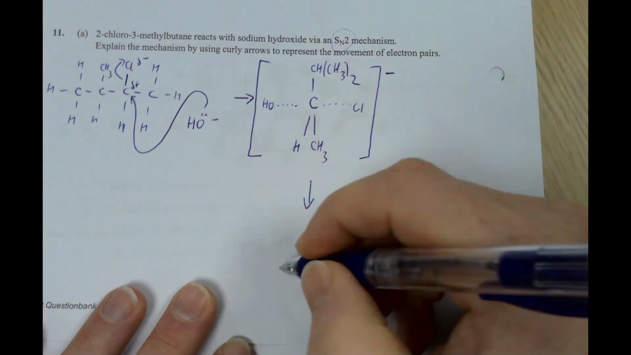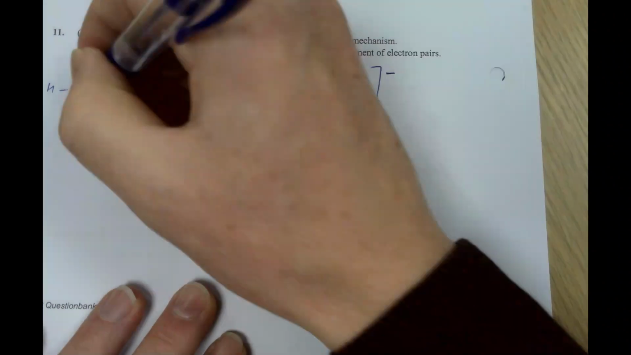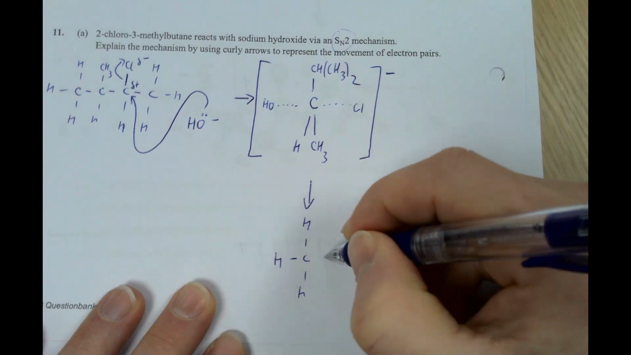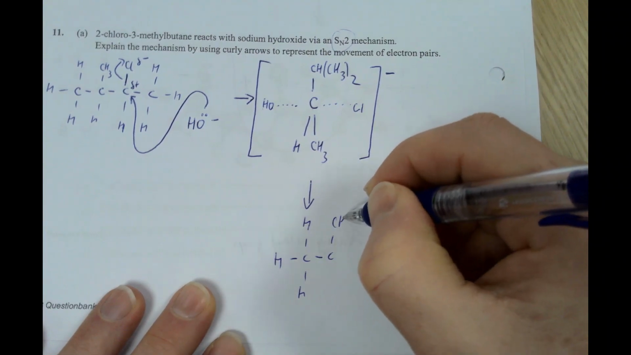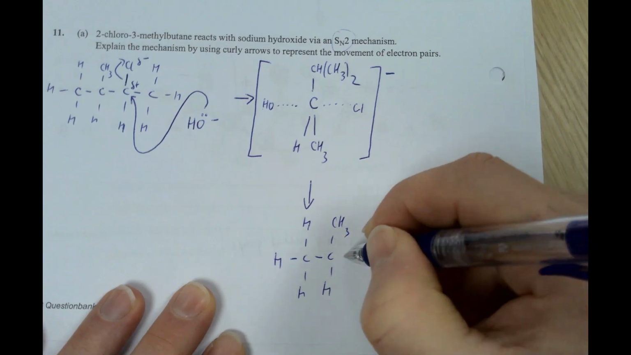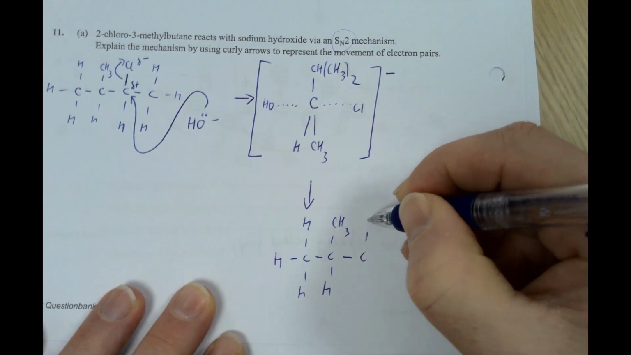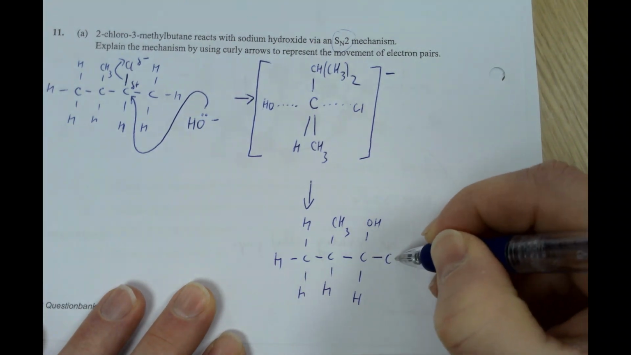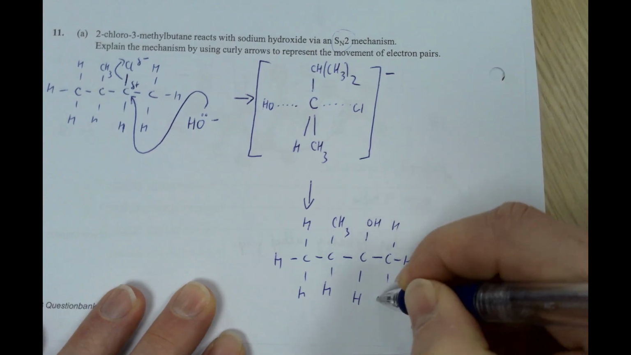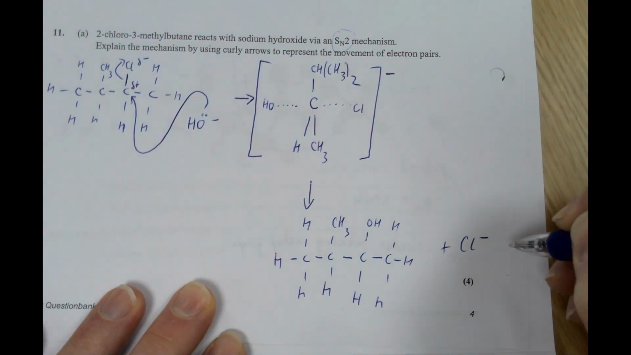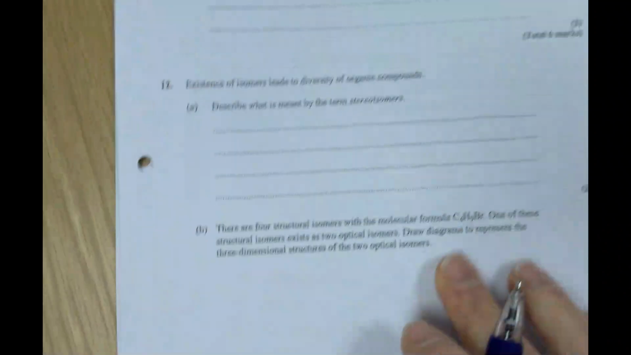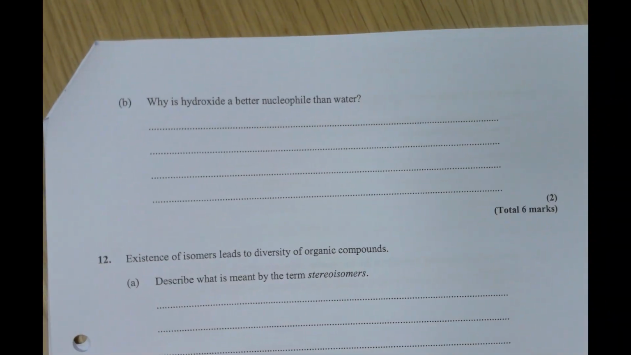and some people lost a mark because they drew the product correctly, and I would just draw the same thing again in the same way. You're much less likely to make a mistake, but replace the Cl with an OH. But you mustn't forget, as some of you did, to put the Cl minus there as the byproduct you can get. This was reasonably well answered.